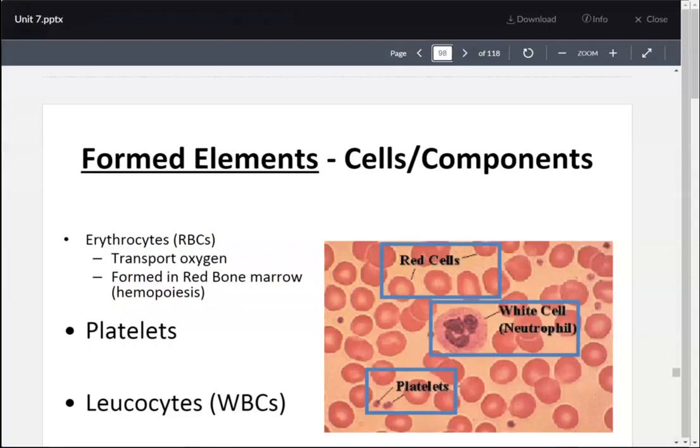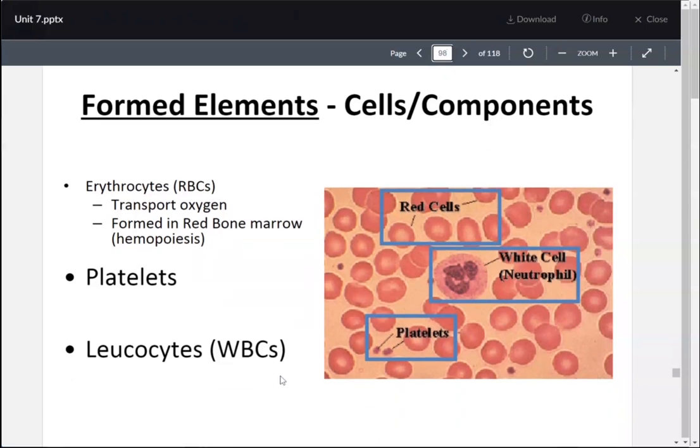All right, moving into the formed elements. Formed elements are the cellular component. We are obviously going to have erythrocytes, which are our red blood cells, platelets, and leukocytes, or white blood cells. Now, this RBC and WBC abbreviation, you really do need to make sure you know those because you will see them on lab work and in patient files left, right, and center.